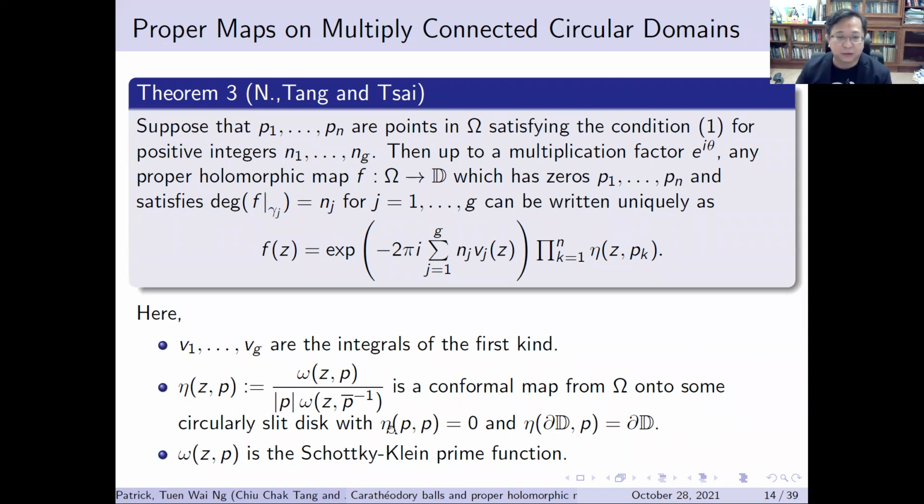Later on we will see that you can actually write down this conformal map in terms of something called the Schottky-Klein prime function that will be introduced later on. So we have this conformal map here, and it is involved in this finite product here with different pk. Because of this condition here, you can see those pk are precisely the zeros of f.